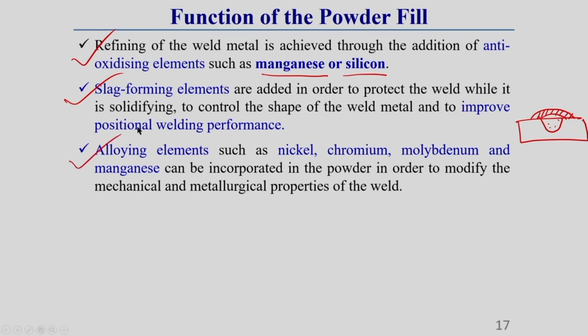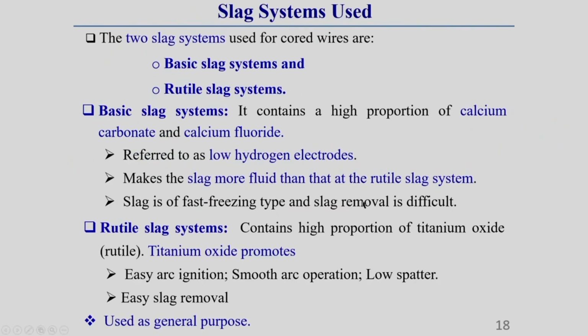And another function of this powder fill can be some alloying elements. So by using alloying elements such as nickel, chromium, molybdenum or manganese, which can be incorporated in the powder, we can modify the mechanical and metallurgical properties of the weld. What I am telling, understand?